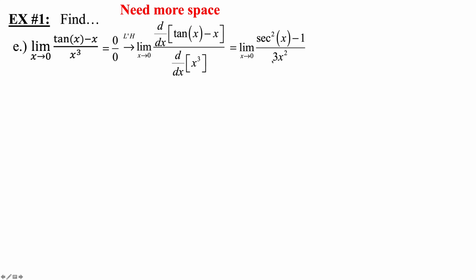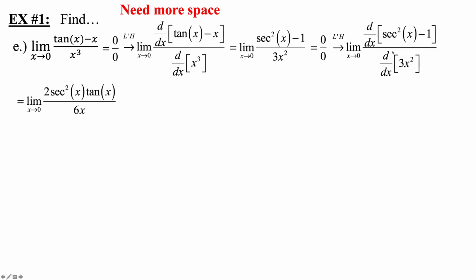So what I'm going to do here is factor out this 3. We're going to move that out front of the limit. Okay, so substitute in 0, another 0. Secant of 0 is 1, and 1 squared is 1. So that gives us 0 on the top.